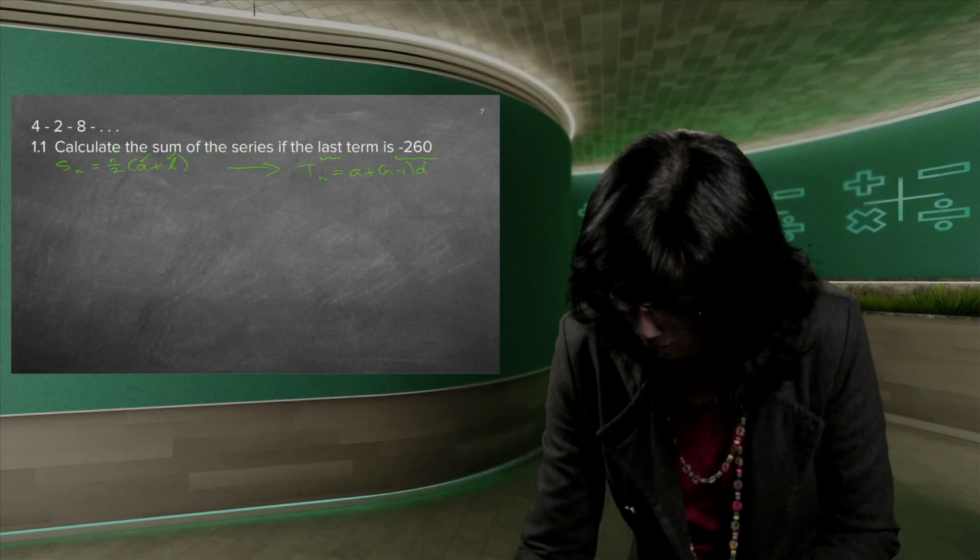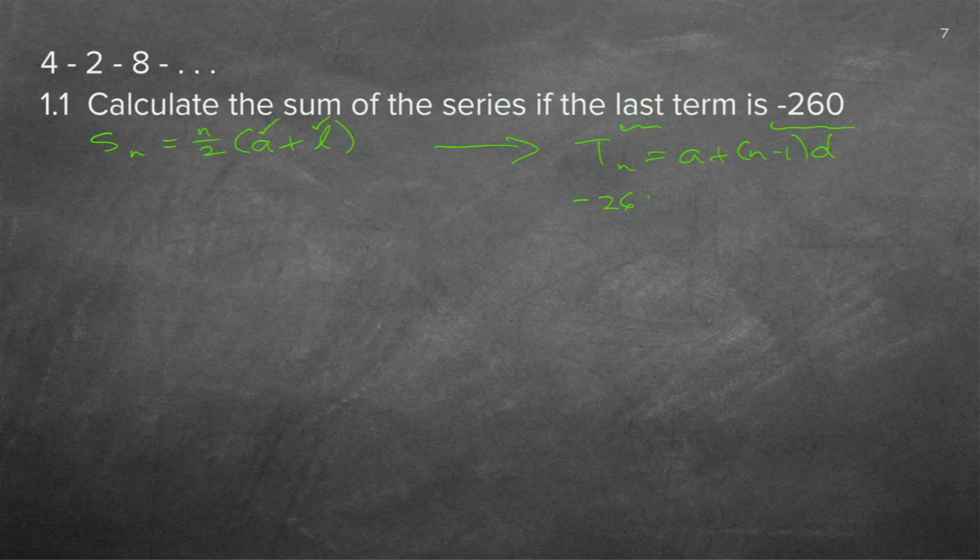I do know my last term is minus 260, so I can fill it in there. I do know my a is 4. I do not know the n. Oh, we haven't done the d yet. Let's do it there quickly. D is right-hand side minus left-hand side, which gives me minus 6.